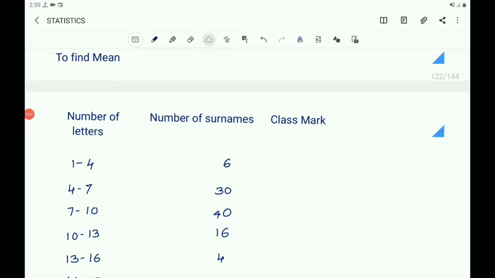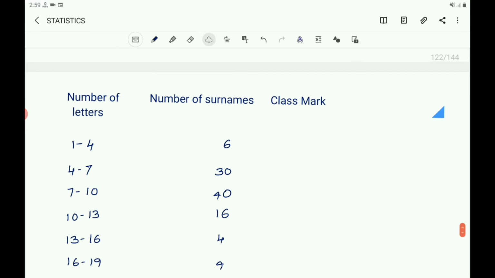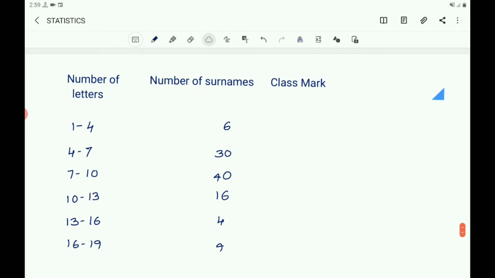Now let us find the mean. To find the mean, the columns are first CI, that is the number of letters. Next frequency, that is F. Next you take the class mark, Xi, and then we have to find the product of Fi and Xi.